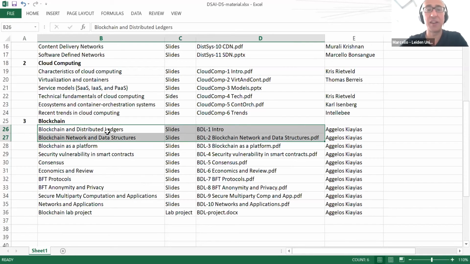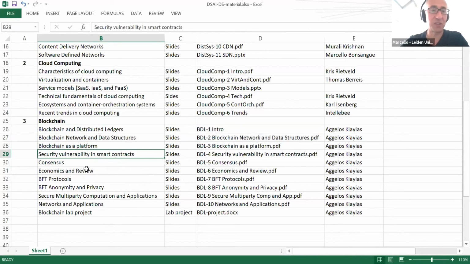The first two are necessary, and also this one, security and smart contracts, is necessary for doing the lab projects. The lab project can only start after the 5 lessons on blockchain. It could start earlier, but it would only mean putting some information on how to work with the blockchain.